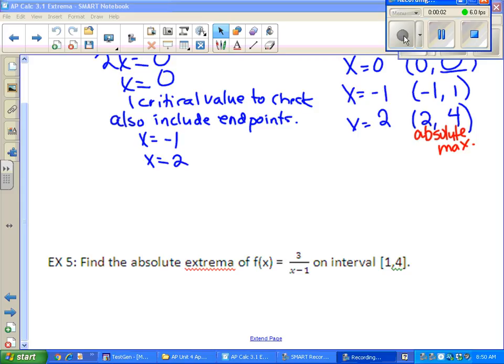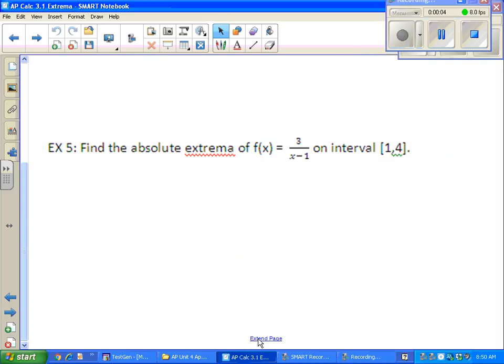All right, let's continue our discussion of extrema by picking up where we left off Monday. And let's work example 5. Find the absolute extrema of the function 3 over x minus 1 on the interval from 1 to 4. All right, just before we jump in and do it, does anybody know what this graph would kind of look like?